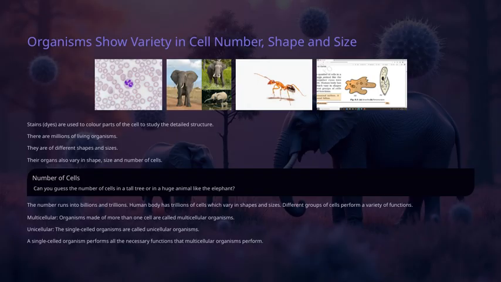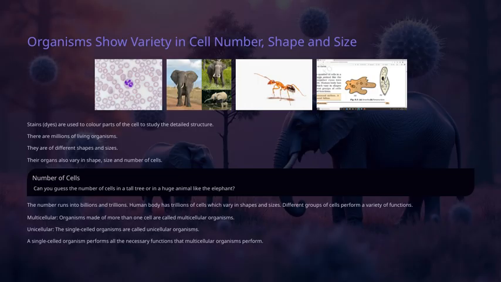Now, can you guess how many cells are in a tall tree or a large animal like an elephant? The numbers are staggering, billions and trillions of cells. For example, the human body alone has trillions of cells that differ in shape and size, depending on their function. Different groups of cells work together to perform a wide variety of tasks necessary for life.